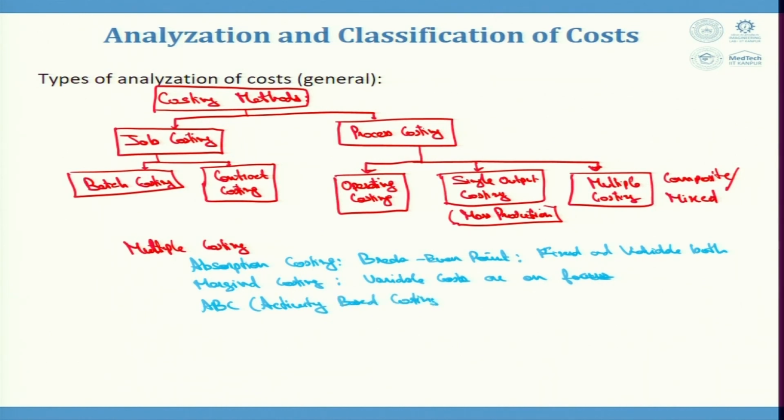This is a very common method nowadays, other than the regular job and process costing methods, where to carry an activity assessment we need to find a cost driver. Based upon the specific activity, the cost is assigned to it and the costing is done accordingly. Similarly, other costing methods could be there. So, in the multiple costing methods, any of these costing methods, whether it is batch, contract, operating, single output, absorption, marginal, ABC, anything could be used.